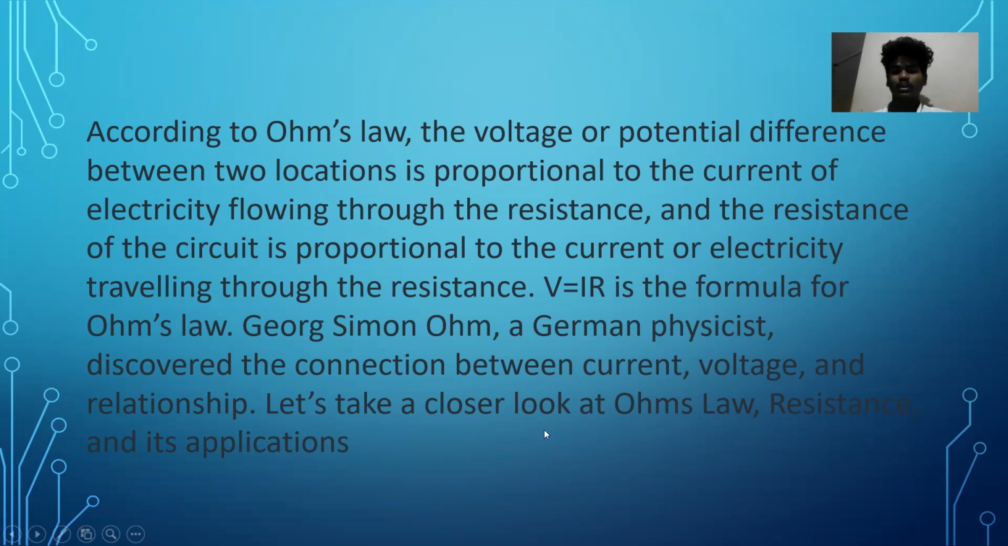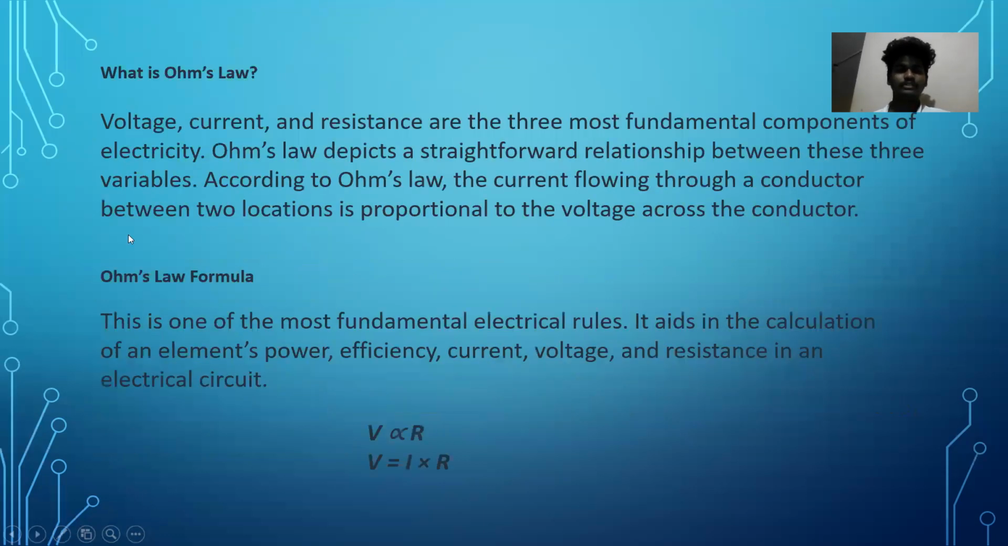Let's take a closer look at Ohm's law, resistance, and its applications. The next is what is Ohm's law and Ohm's law formula. Voltage, current, and resistance are the three most fundamental components of electricity. Ohm's law is a deeply straightforward relationship between these three variables. According to Ohm's law, the current flowing through a conductor between two locations is proportional to the voltage across the conductor.